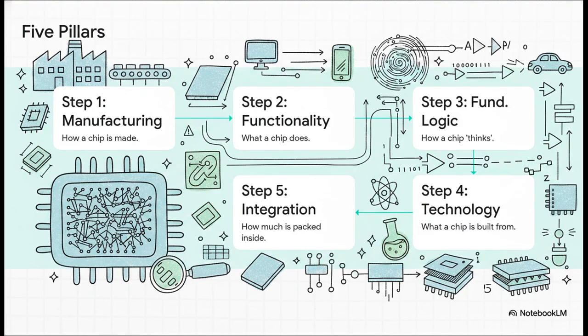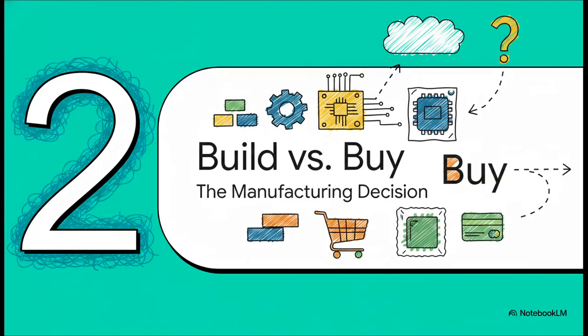So these are the 5 big areas we're going to explore. We'll look at how a chip is made, what it's supposed to do, how it thinks, what it's actually built from, and finally, just how much complexity is crammed inside that tiny package. Let's kick things off with the first and maybe the most fundamental choice an engineer has to make.